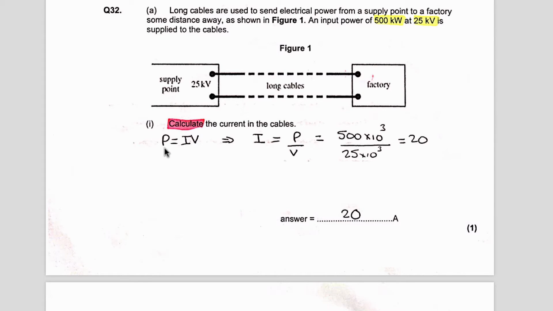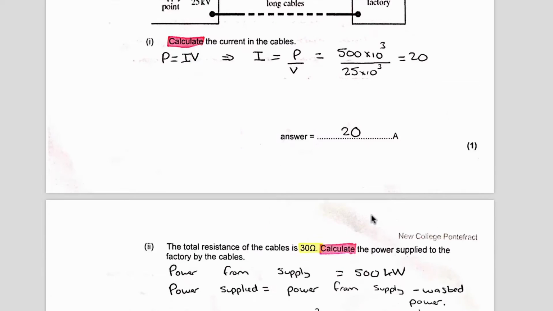So if we use this equation here and we rearrange it, then the current is the power divided by the potential difference. Power is 500 kilowatts and the potential difference was 25 kilovolts. So if we put that into this equation, we end up with an answer of 20 amps. And you get just 1 mark for getting the correct answer.